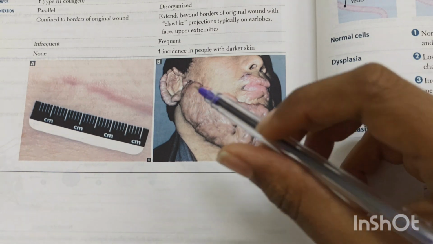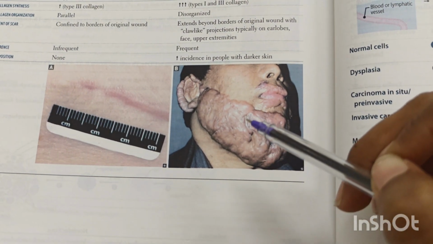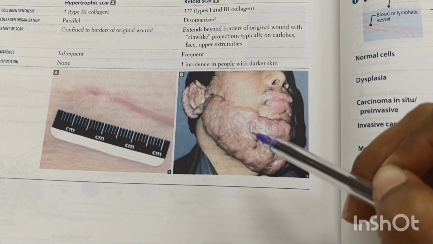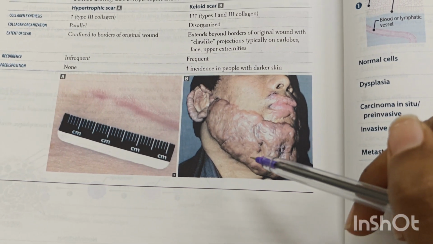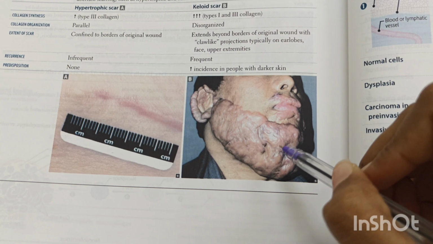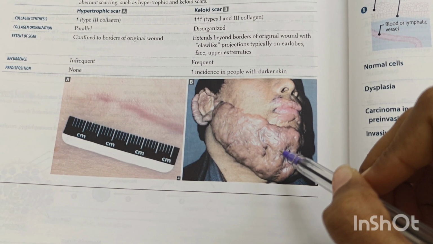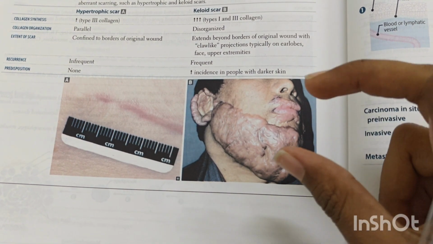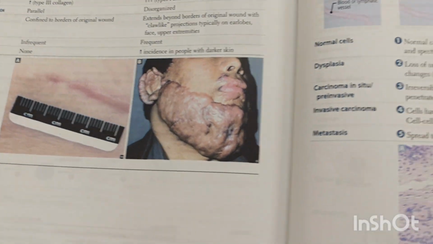Next, coming to keloid scar, you can see how disorganized it is. It has both type 1 and type 3 collagens in excess. It is very much disorganized, and it extends beyond borders. You can see claw-like projections, especially seen on earlobes, face, and upper extremities, and it is frequent in recurrence. It can recur frequently, and there is increased incidence especially in dark skin. In dark skin people you see more keloids.